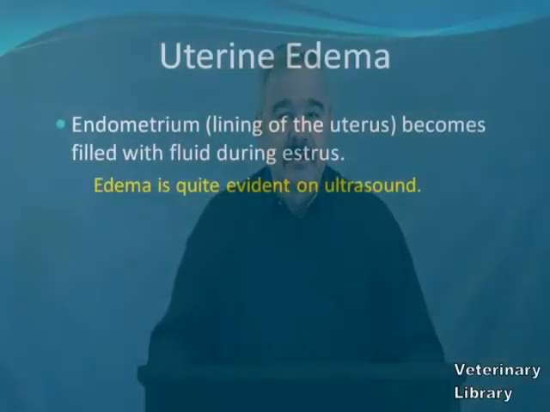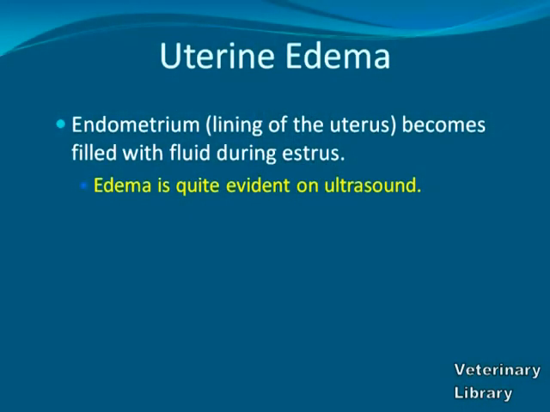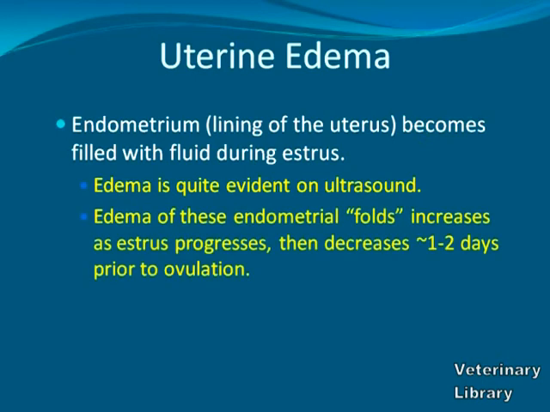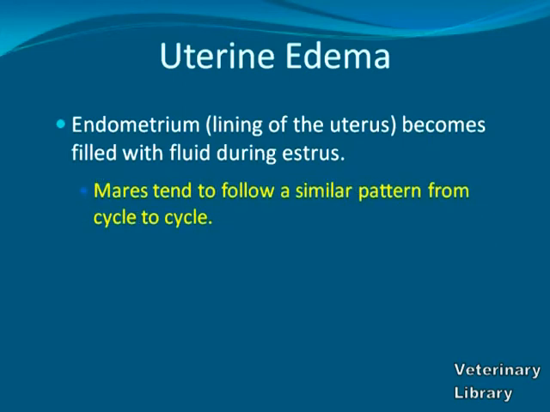Uterine edema is when the endometrium or lining of the uterus becomes filled with fluid during estrus. This edema is quite evident on ultrasound. Also referred to as endometrial folds. The edema increases during the first few days of estrus and then decreases about 1 to 2 days prior to ovulation. Mares tend to follow a similar pattern from cycle to cycle.